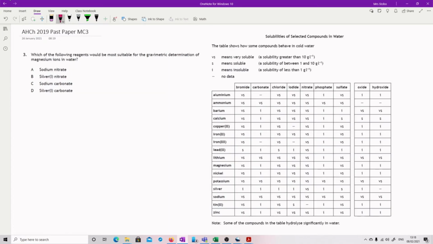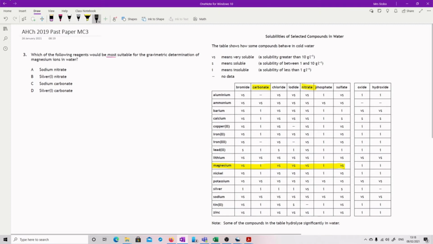So I've gone and collected something that would be useful from the data book again. Which of the following reagents would be most suitable, it's not saying perfect necessarily, for the gravimetric determination of magnesium ions in water? Right, so if I want gravimetric analysis of this, I need to have something I can weigh. To weigh something, what I really want is for it to be insoluble. This is important, okay? So here we have our magnesium line going along here.